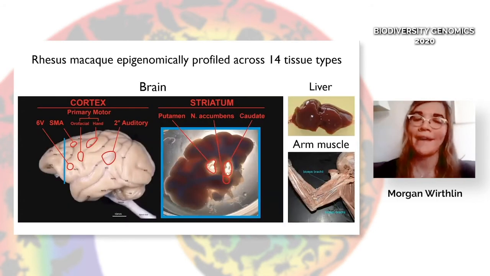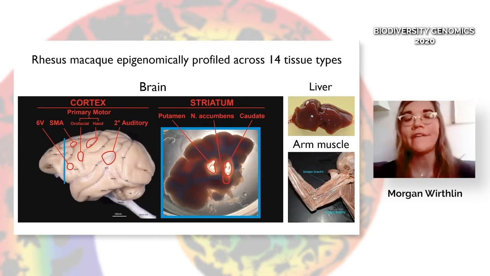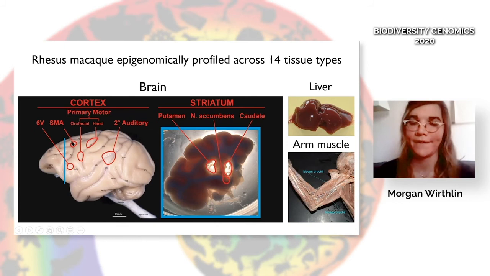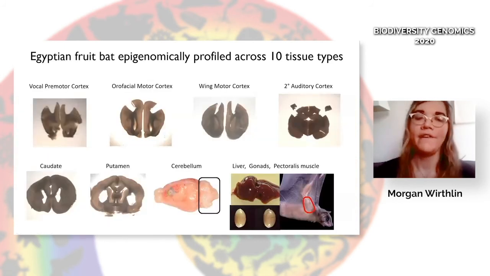So in the macaque, I performed ATAC-seq to epigenomically profile a suite of 14 tissues, including many brain regions related to vocal behavior and dexterity, including multiple subregions of the primary motor cortex. In the Egyptian fruit bat, likewise, I performed ATAC-seq in a complementary set of 10 tissues, including regions that appear to be specialized in these animals for the production of learned vocalizations.